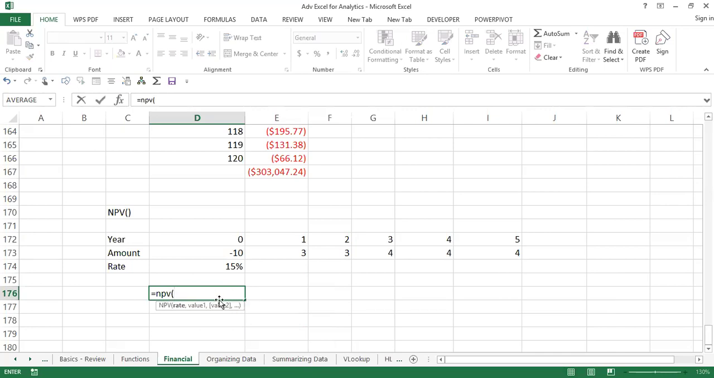So equals NPV. What was it asking for? Rates. You check that. That's the rates. What next? Value. Now, these values, you can see there are multiple values there. So you are going to select all these values. So you see what you are getting. 11 million. So that's the actual gain, not 8 million.